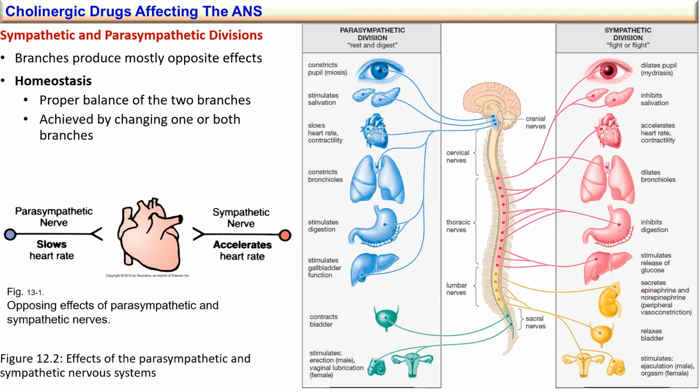focusing the eye for near vision, which is due to the constriction of the pupils of the eye, and contracting bronchial smooth muscle. The bronchial smooth muscle will contract, which results in bronchoconstriction. So these are the main seven functions of the parasympathetic nervous system.